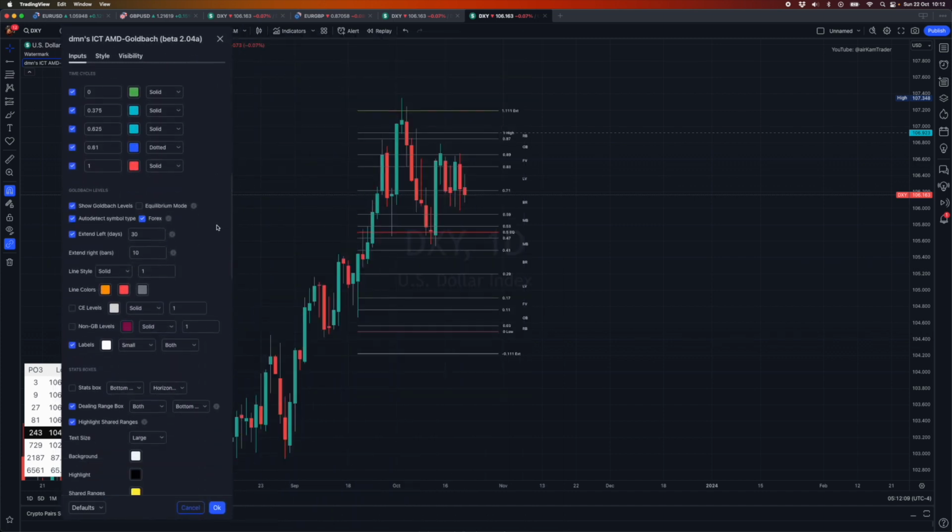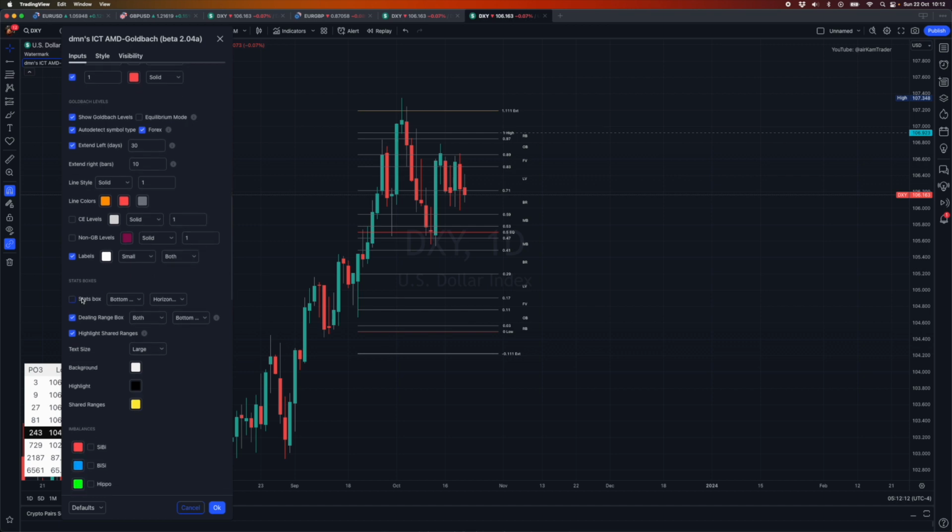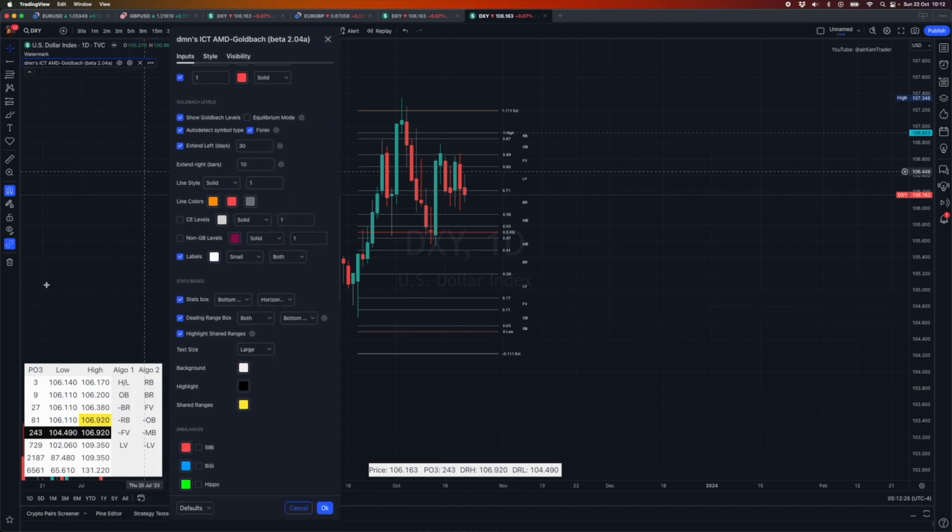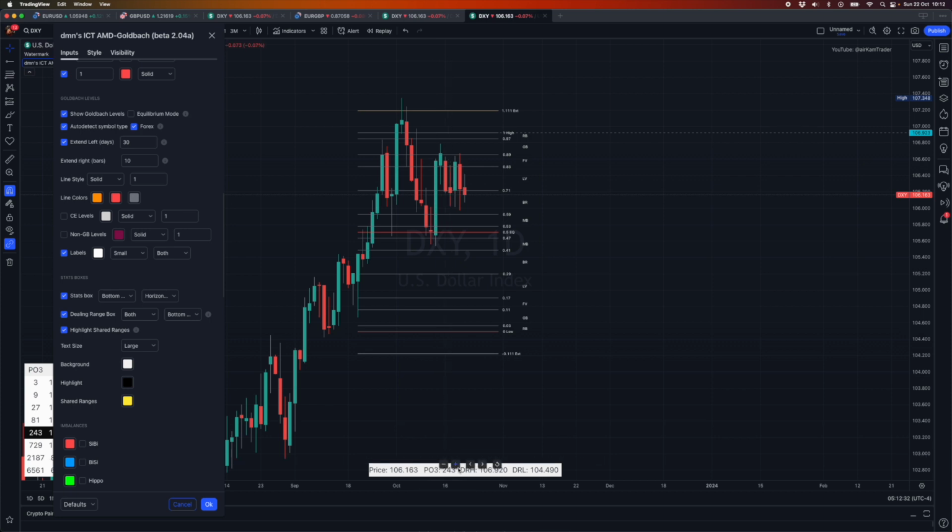I also like having this stats box available. There we go. So it's just a quick reminder of what power of 3 you're running. And to be honest, nowadays I don't have this so much. I just have this summary. And this just reminds me where I am in case I'm on the wrong setting. So it just says you're currently concerned with the 243 power of 3. The high is 106,920 and the low is 104,490. And this is the current price. So that's very handy to have.